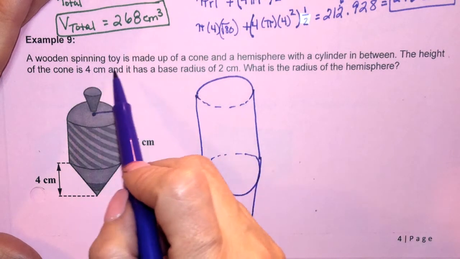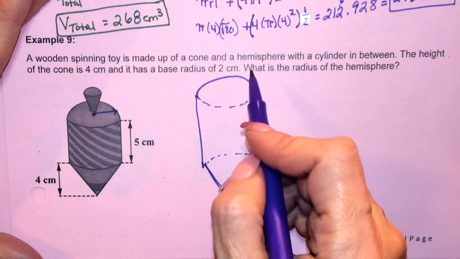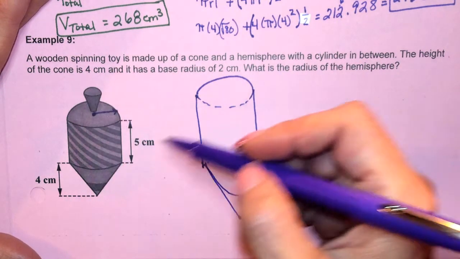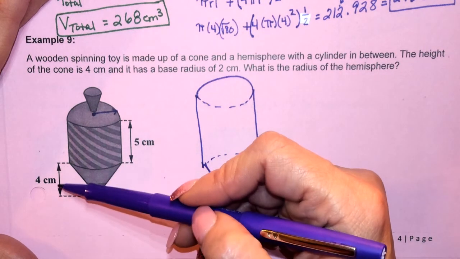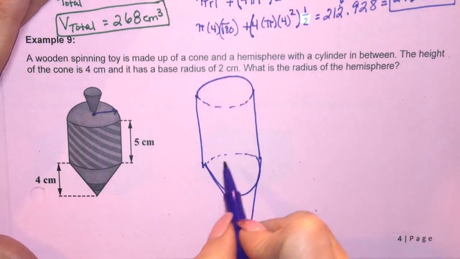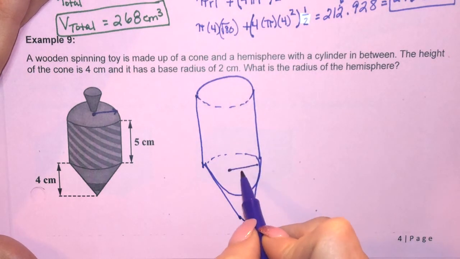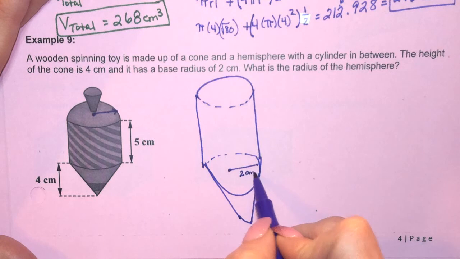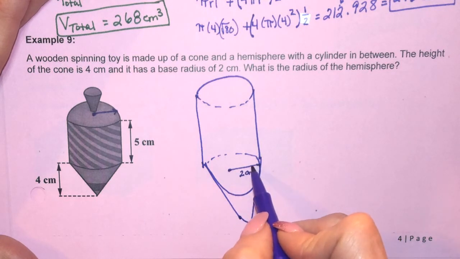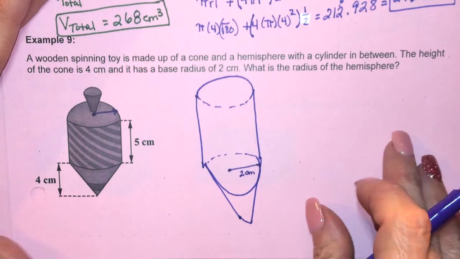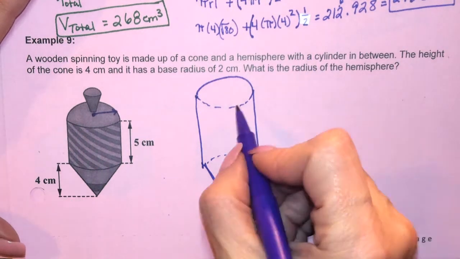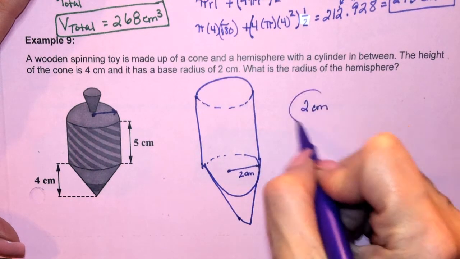Okay. The wooden spinning toy is made up of a cone, a hemisphere, and a cylinder in between. The height of the cone is 4 centimeters. So this is the height of the cone, and it has a base radius of 2 centimeters. If the base radius is 2 centimeters, what does that make the hemisphere radius? Because it asks for the radius of the hemisphere. It's going to be the same thing, so it's going to be 2 centimeters.